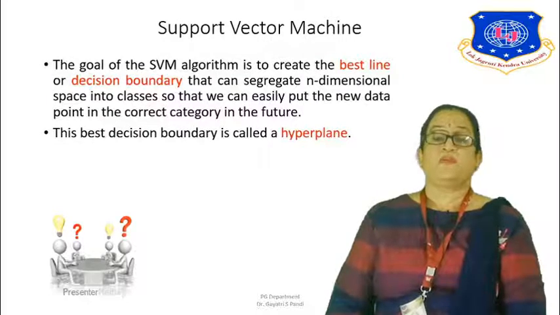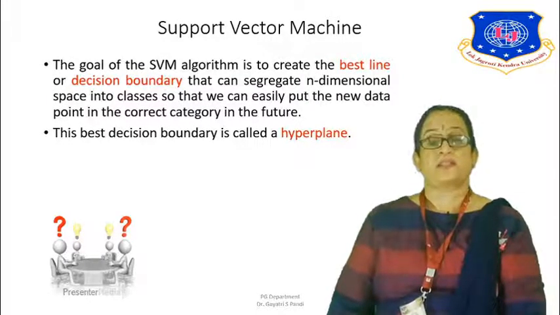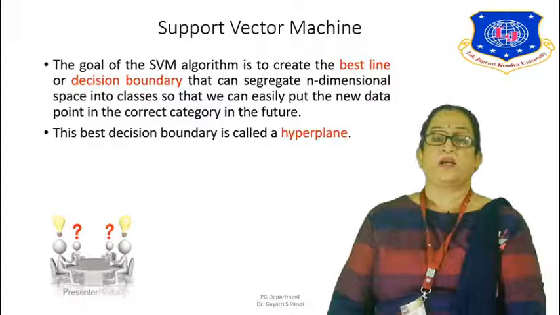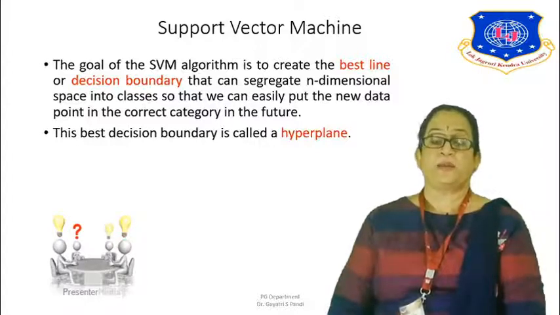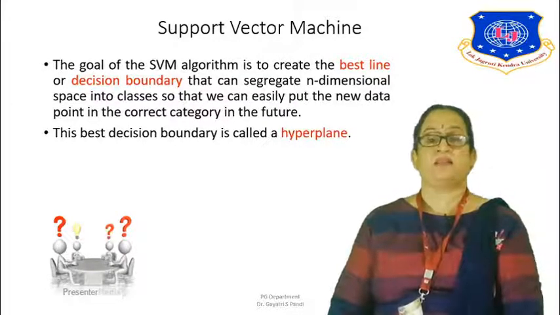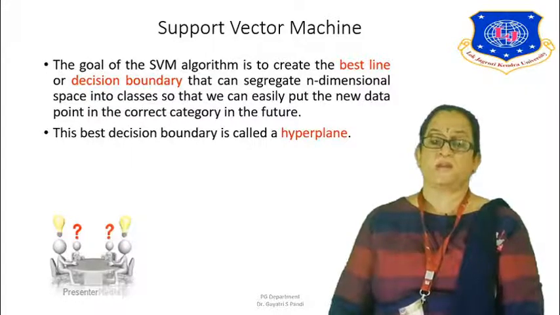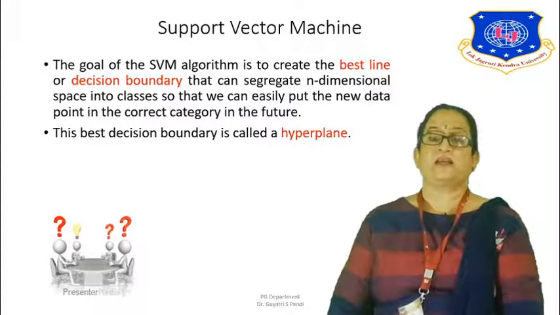So the goal of SVM is basically to create the best line or decision boundary that can segregate the n-dimensional space into various classes, so that we can easily put a new data point in the correct category in the future whenever it occurs. The best decision boundary is called a hyperplane. So it is the best line that can differentiate between the different data sets.